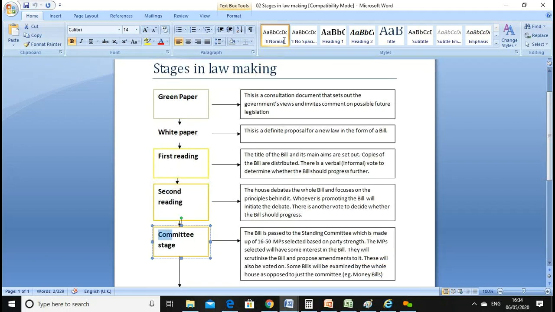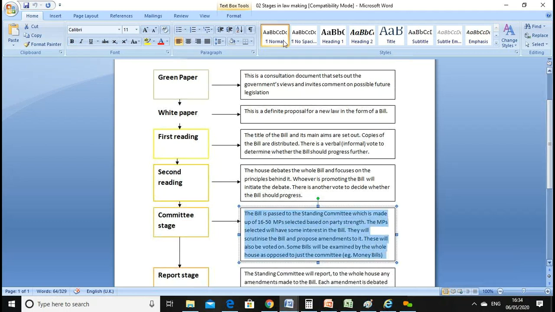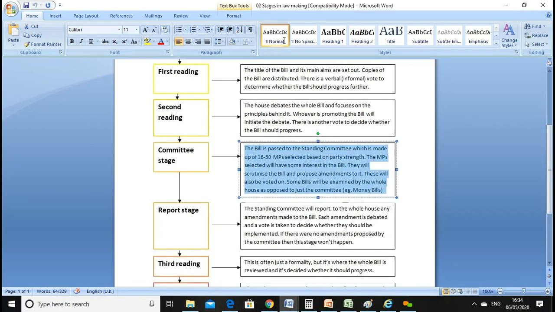It goes to the committee stage. We can call it a standing committee, with up to 15 or 16 MPs, or a select committee. Then they report, and that becomes the report stage. Then the committee passes it and it goes to the reporting stage. Then it becomes the third reading, and this is often a formality.